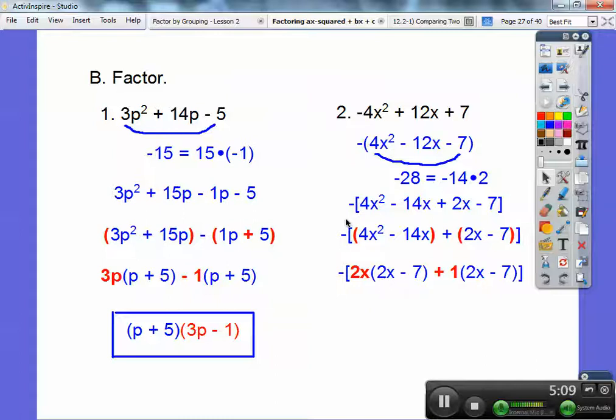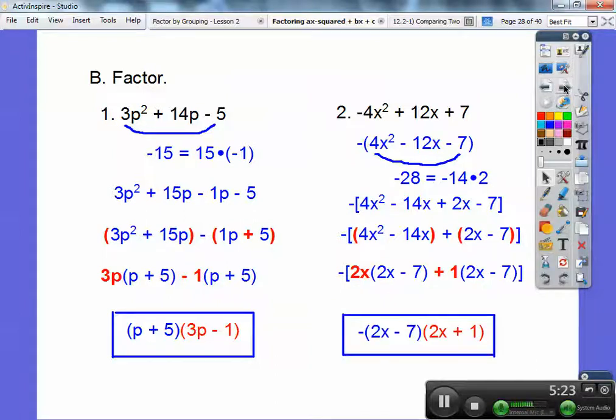Notice I never lost that original negative, so that negative just kind of hangs with us till the very end. So the blue 2x minus 7s I'm going to pull out. I'm left with the red stuff, 2x plus 1. Don't forget about your negative, so boom, there's your answer right there.